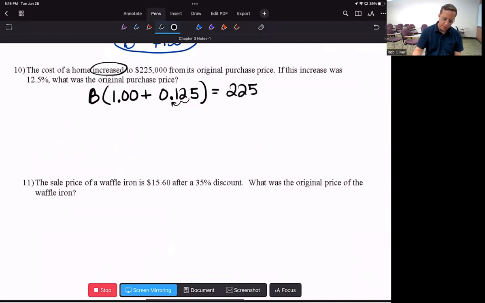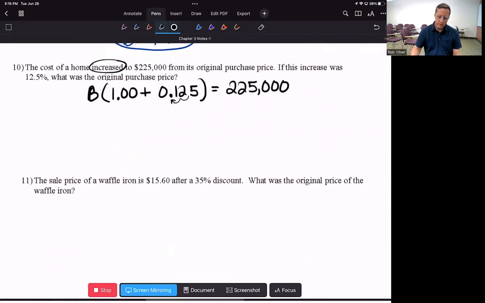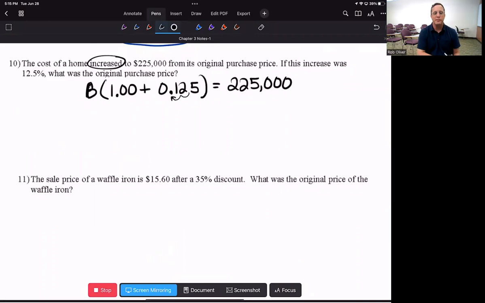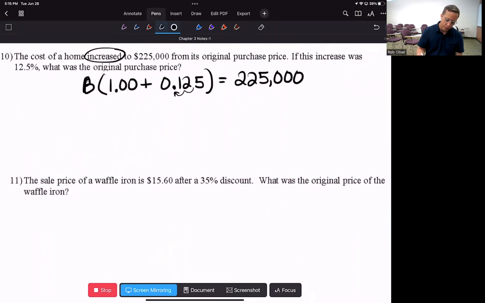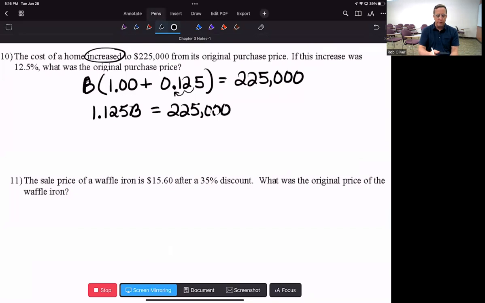And then we're going to make that equal to the price it is now, the after. Sometimes people say the B represents the before. So we're going to do 1.125B equals 225,000. And now we just have to divide 225,000 by 1.125. And I got a nice clean number. I got 200,000 exactly, right on the nose.